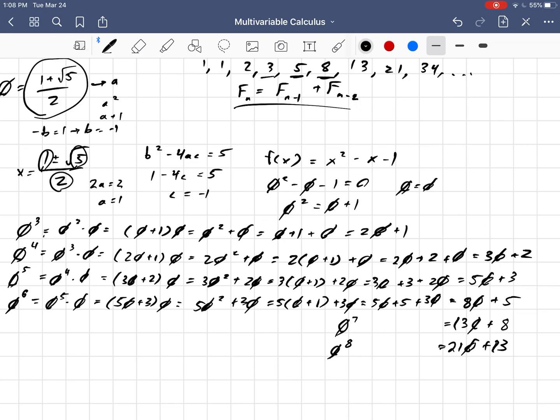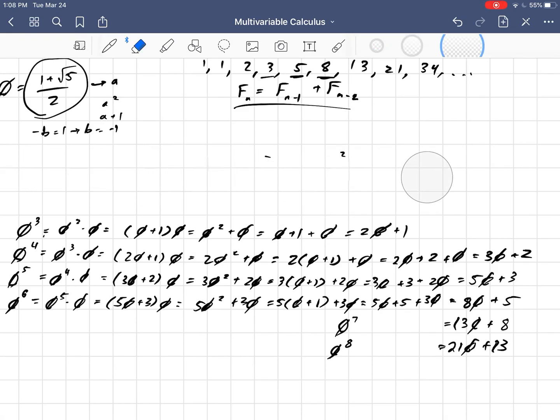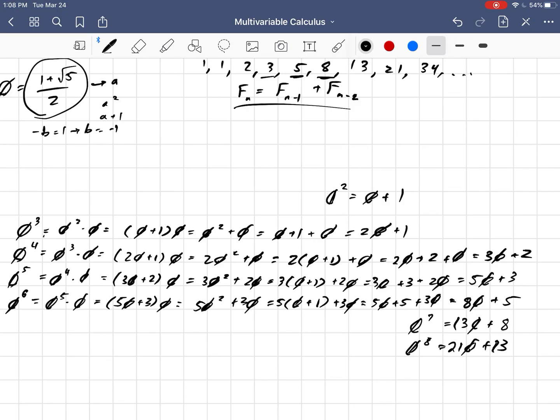Now, I hope you see the pattern here. I really do. This is a really, really cool pattern. Powers of phi. Okay, let me erase this. It makes it just a tad bit cluttered. I don't know why I wrote these over so far. This is phi to the seventh. This is phi to the eighth. And phi squared is just phi plus 1, as we said above.